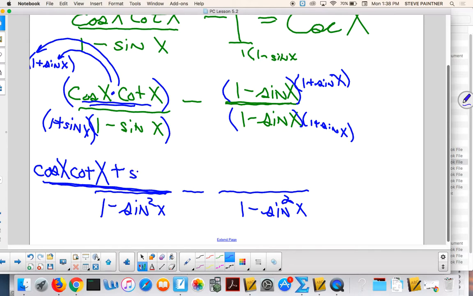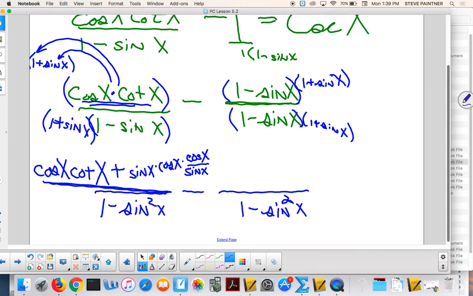I'm just going to say sine of x, cosine of x, cotangent of x. But you know what I want to do with cotangent? Since I have sines and cosines, I'm going to change it right now to cosine of x over sine of x. Okay? That's on top. And then, of course, we've got this one coming.